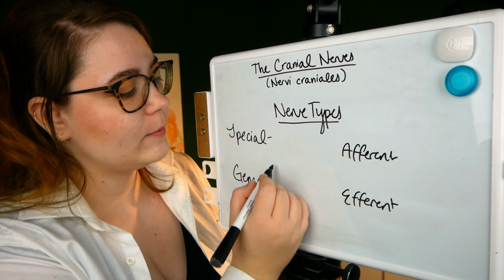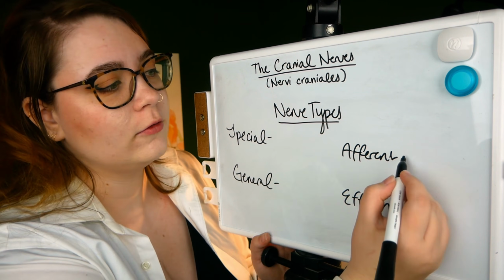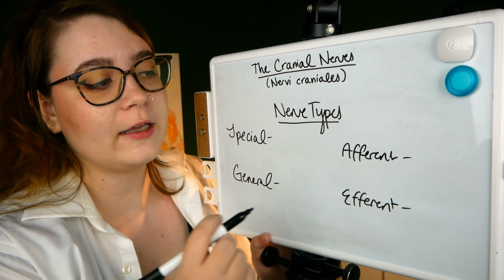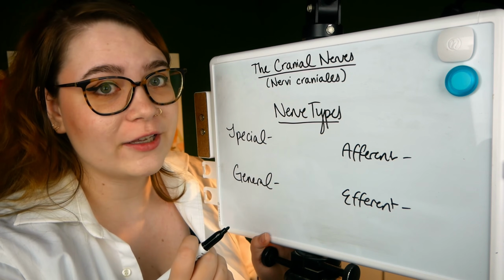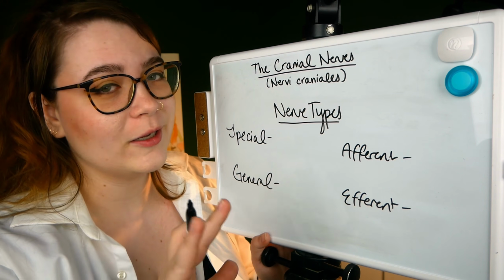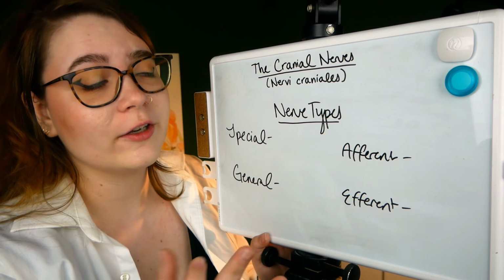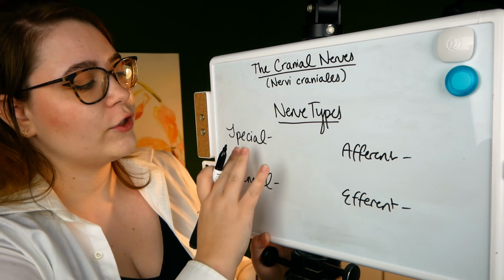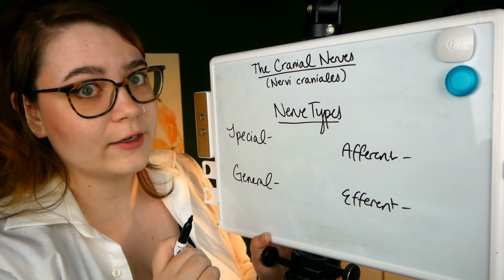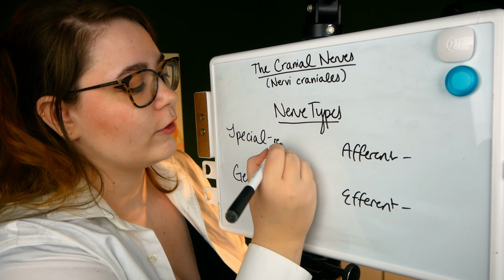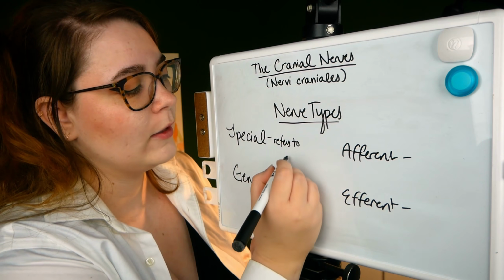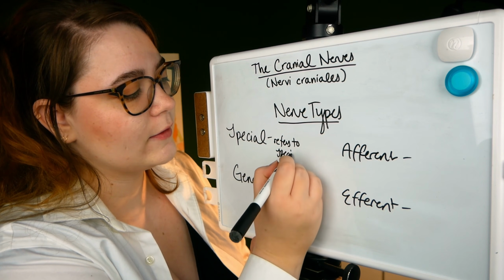Now there are a couple of different classifications for the cranial nerves. We have special, general, afferent, and efferent. And we actually have visceral and somatic as well, but that's not going to be super relevant for us today. So the special kind of nerve type refers to the special senses.